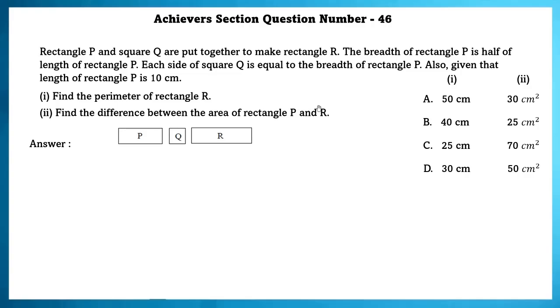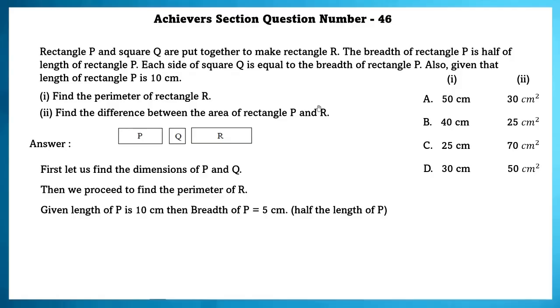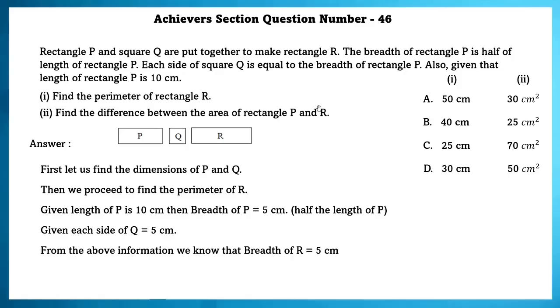Now, in order to solve any of these questions, we need to know the dimensions of rectangle P, Q and R. Now, we can find this easily using the given information. First, let's find the dimensions of P and Q. Then, we can proceed to find the perimeter of R. Given length of P is equal to 10 and breadth of P is equal to 5 cm, half the length of P. Then, given each side of Q is equal to 5 centimeters. From the above information, we know that breadth of R is equal to 5 centimeters. And length of R is equal to length of P plus length of Q, that is 10 plus 5, which is equal to 15 centimeters.